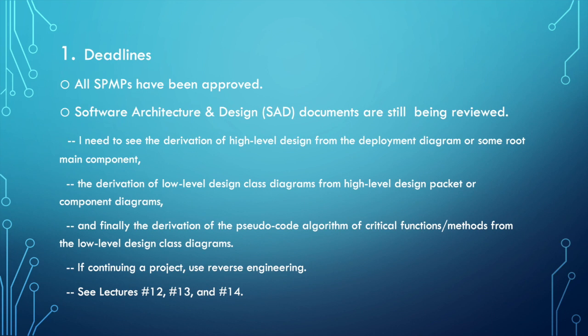If you are starting from the deployment diagram down to the low-level design, you are doing what we call forward engineering, the normal process of top-down design. So see my lectures number 12, number 13, and number 14, where I discuss reverse engineering and forward engineering. Okay?